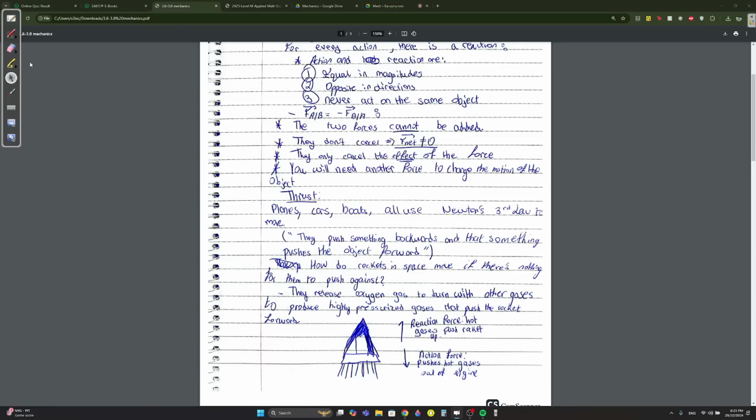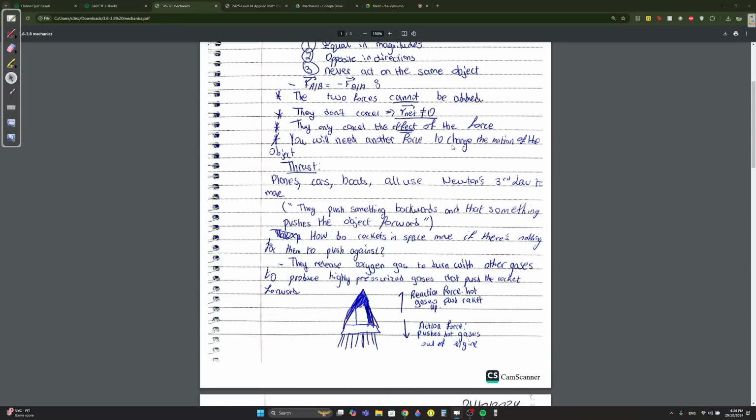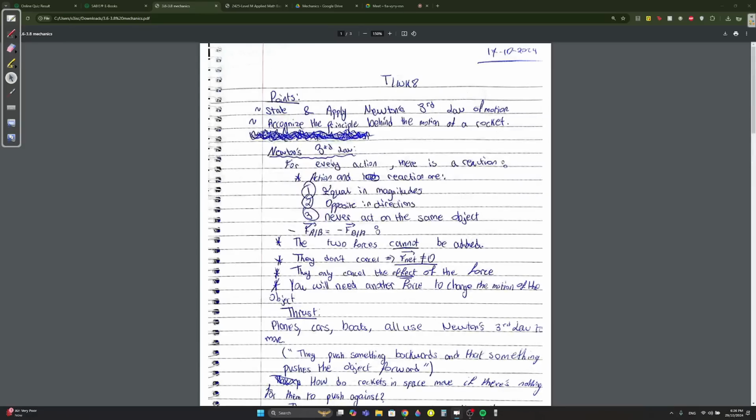Like for example, if you have a book on a table, there's going to be the weight of the book, and the reaction of it would be the normal reaction. Okay, and we call it normal push. They just cancel out the effects, but they don't cancel out algebraically. So this weight will still be going down. This will still be going up because they act on different objects. You will need another force to change the motion of the object. Okay, these are just points because they were questions I saw that could come.